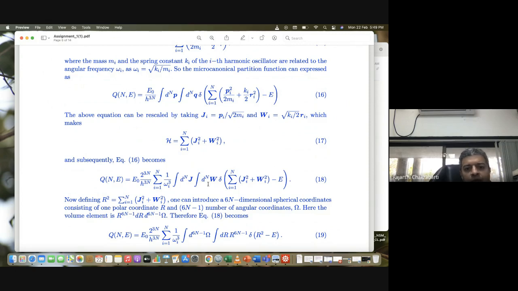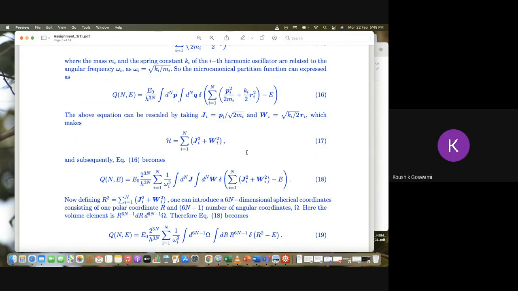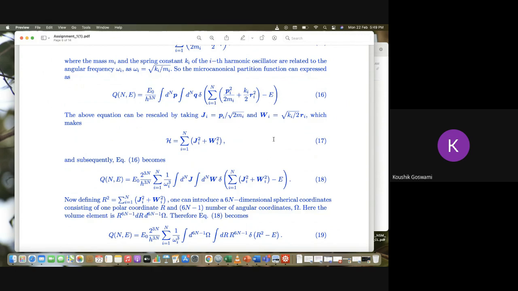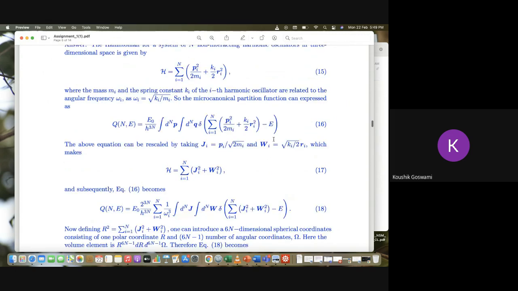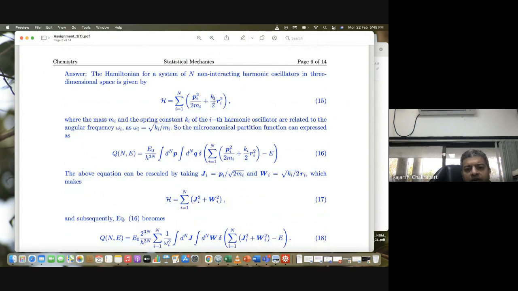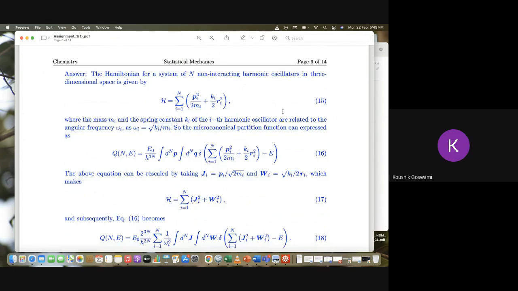When you write this down, you see that this omega_i should come here, sum over omega_i, because this is root over k_i by m_i. This one is omega_i actually, according to him. So the above, in 16, this omega equals root over k_i. This one is half omega square actually. Yeah, omega is root over k_i.